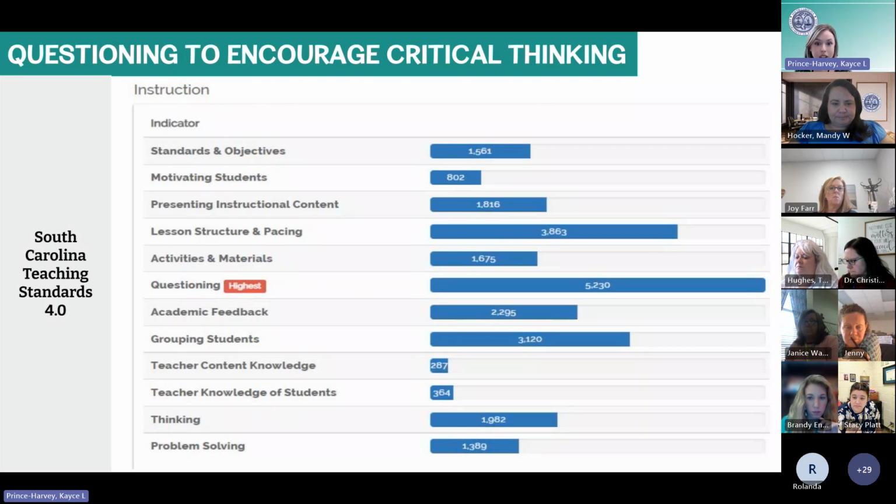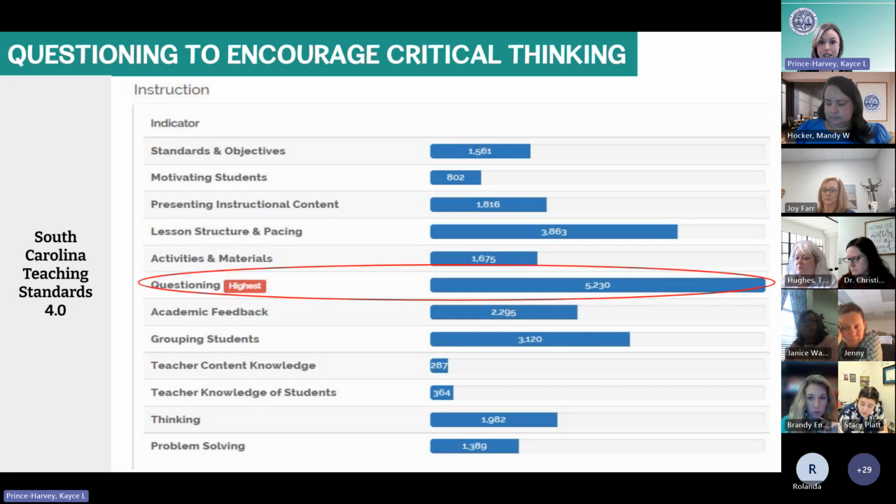When we think about that level and what students are going to need to do in order to successfully meet that, we really need to think about questioning and the questions that are going to support and encourage that critical thinking. What we know from our South Carolina Teaching Standards 4.0 rubric is that questioning is the area of highest need based on the data that's collected through that 4.0 rubric and evaluations.